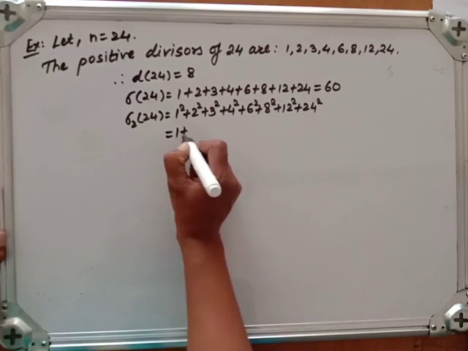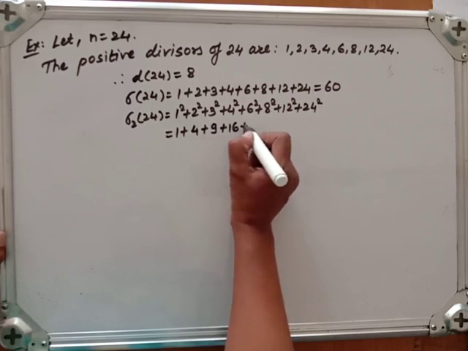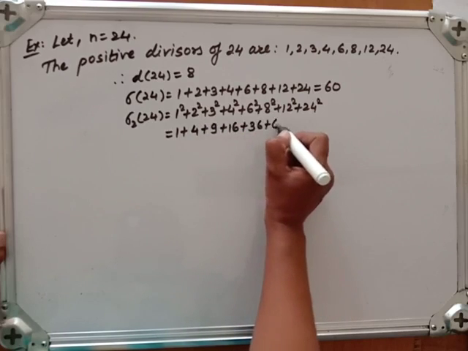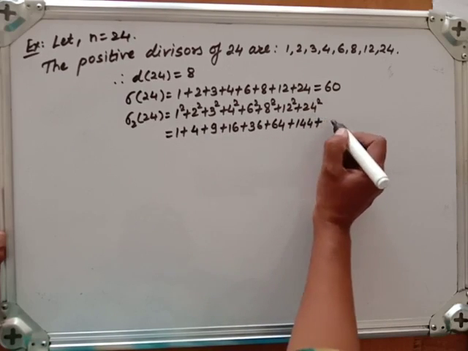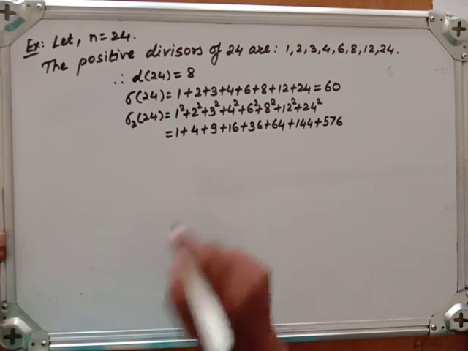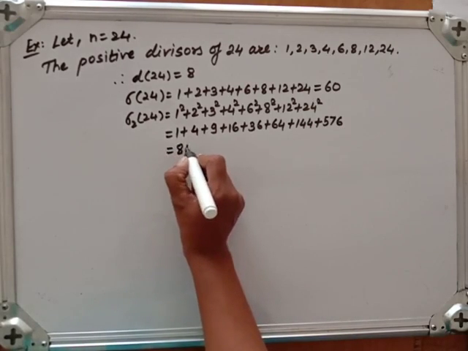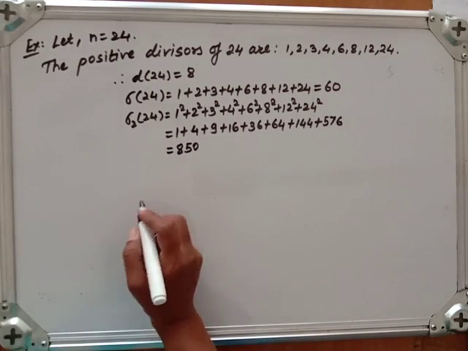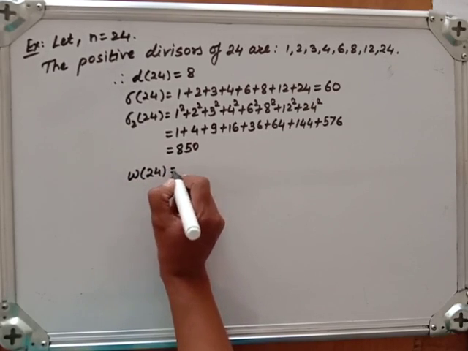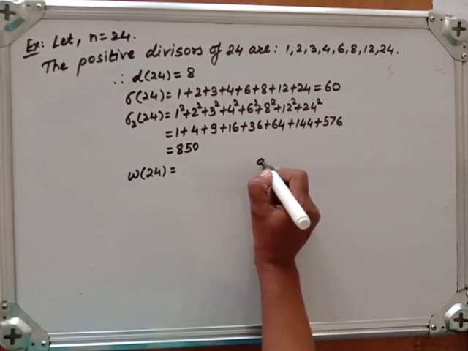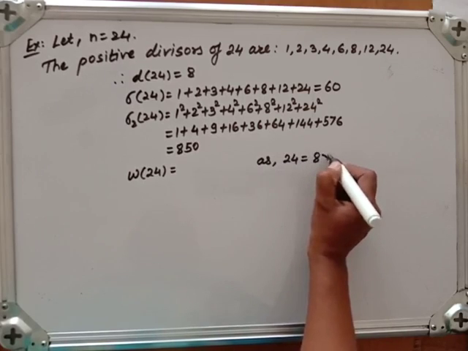So it will be 1 plus 4 plus 9 plus 16 plus 36 plus 64 plus 144 plus 24 square will be 576. So this sum is how much? 850. Now suppose omega of 24. What is omega of 24? Now for that we have to factorize 24. 24 can be written as 8 into 3.